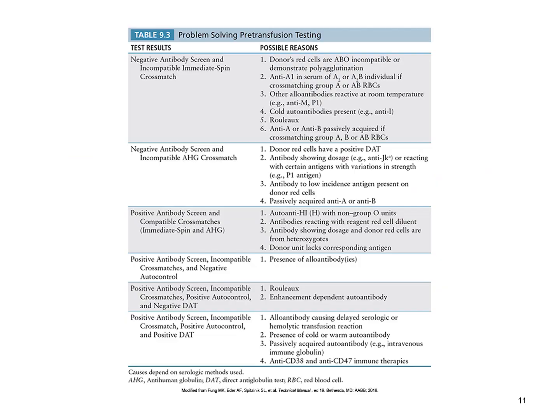So your textbook does have this nice little chart that goes through some various scenarios of problem solving of different scenarios that you might have and what could be the possible cause. So for example, your antibody screen is negative, but you do an immediate spin cross match and you've got a positive reaction. Well, maybe the donor cells are ABO incompatible. Maybe you picked up the wrong unit and didn't realize it, or maybe you got some other things going on, like a cold antibody or rouleaux or things like that.